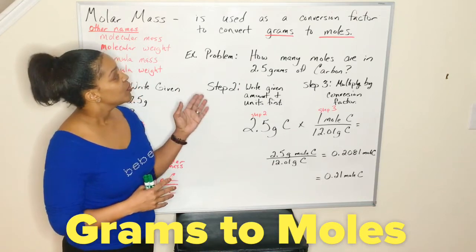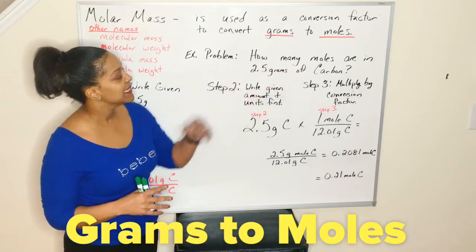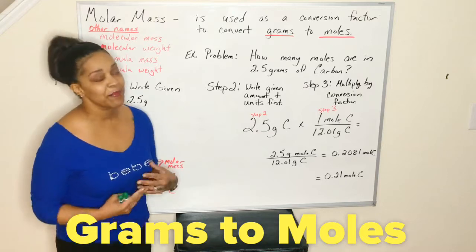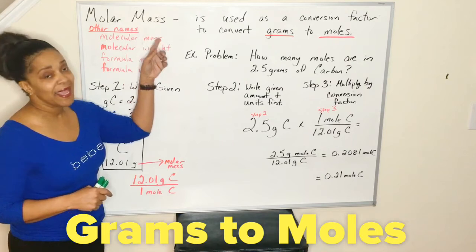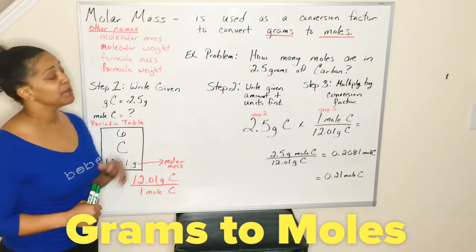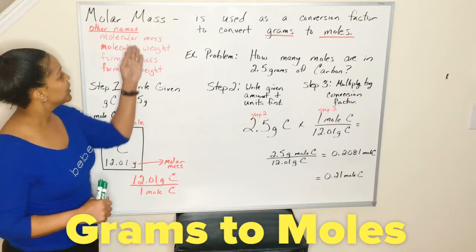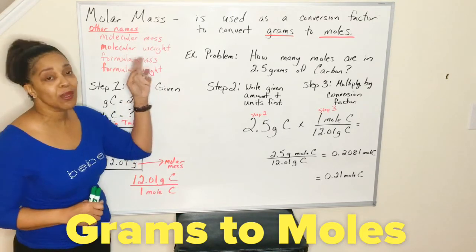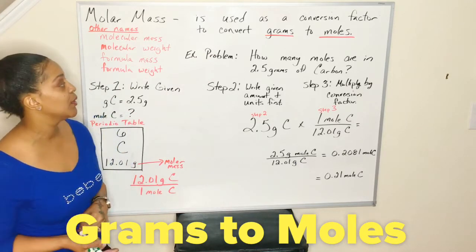Now, sometimes we want to convert grams to moles. Let's say we start off with a certain number of grams and we want to know how many moles are in that particular amount. Here, I want to remind you that the molar mass has many different names. Sometimes we call the molar mass the molecular mass, molecular weight, formula mass, or formula weight. But you can use these words interchangeably here because we simply want to remember that the molar mass can be used as a conversion factor to convert from grams to moles.